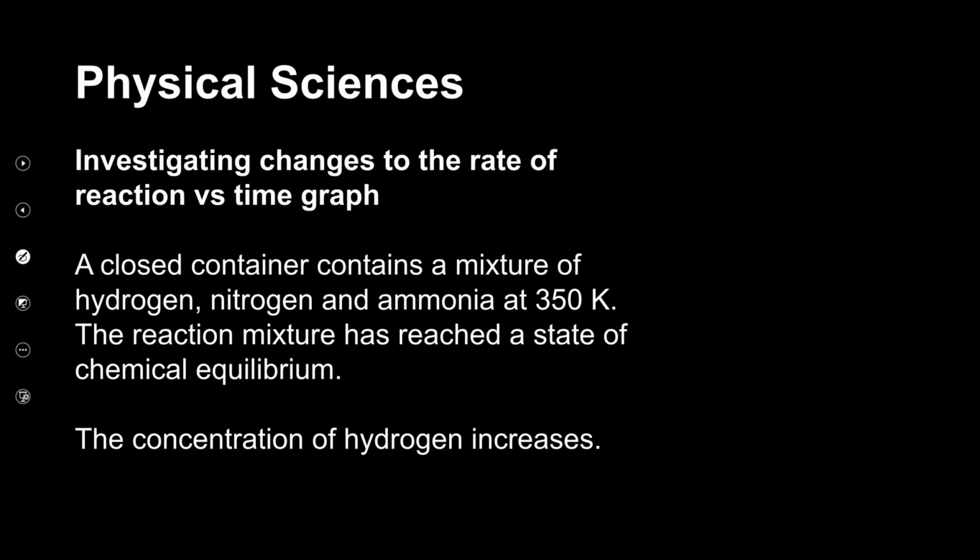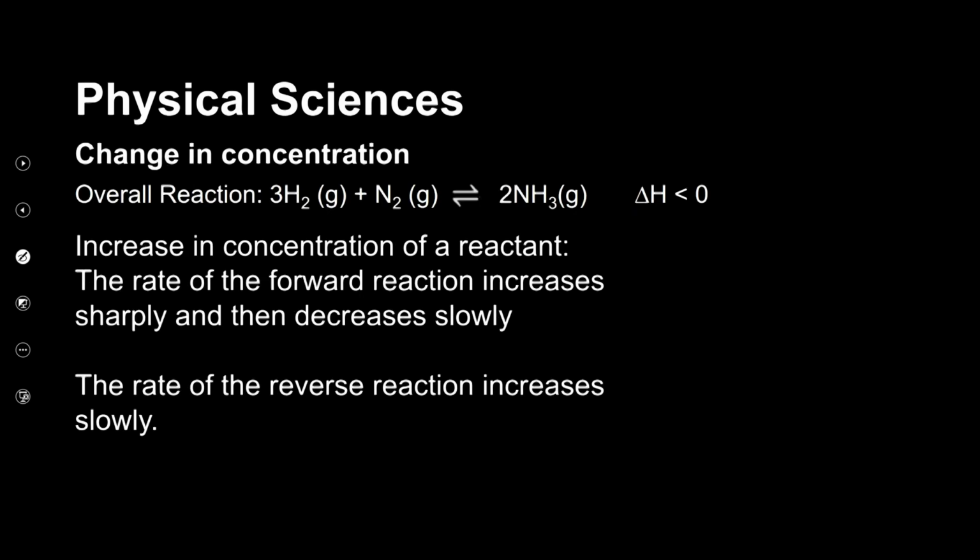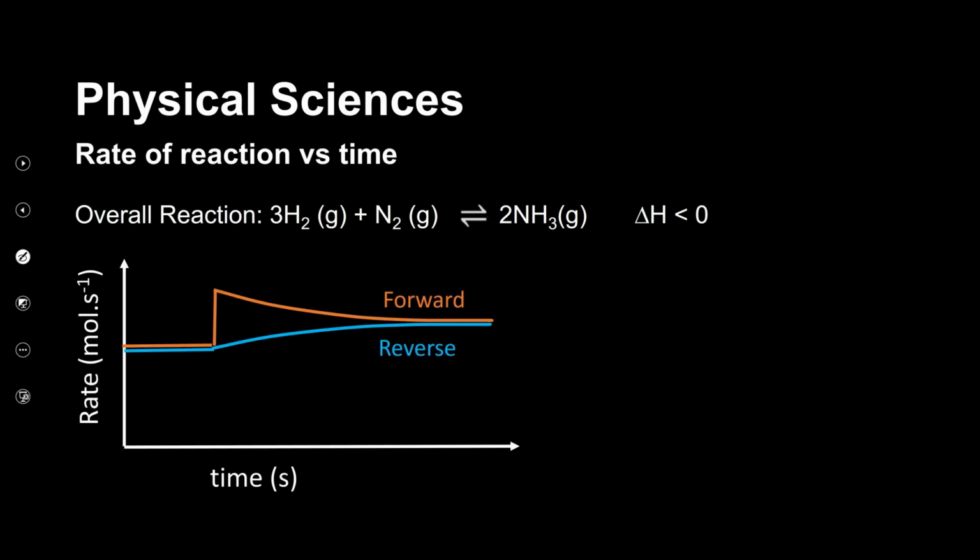The next one that we're going to look at is an increase in the hydrogen concentration. When we look at an increase in the hydrogen concentration, it is an increase of a reactant. The rate of the forward reaction increases, and it will increase sharply, but then it will start to decrease. There is now a lot more hydrogen in the system. What will happen to the rate of the reverse reaction? It will increase slowly. If we look at the rate versus time graph for that increase in hydrogen, because the forward reaction was favored, the spike for our forward reaction is high, with no spike for the reverse reaction, but the forward reaction then starts to decrease, and then the reverse reaction starts to increase.